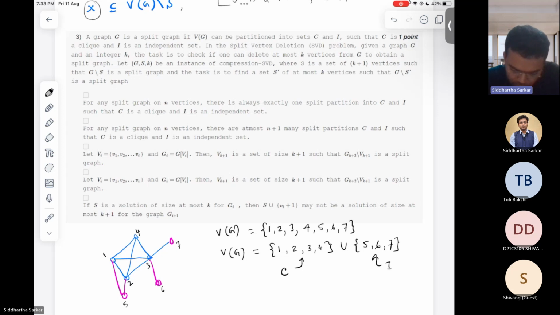So you understand why 5, 6, 7 is an independent set, right? There is no edge between 5 and 6 or 5 and 7, so there is no edge between any two vertices in this set. Do you understand?